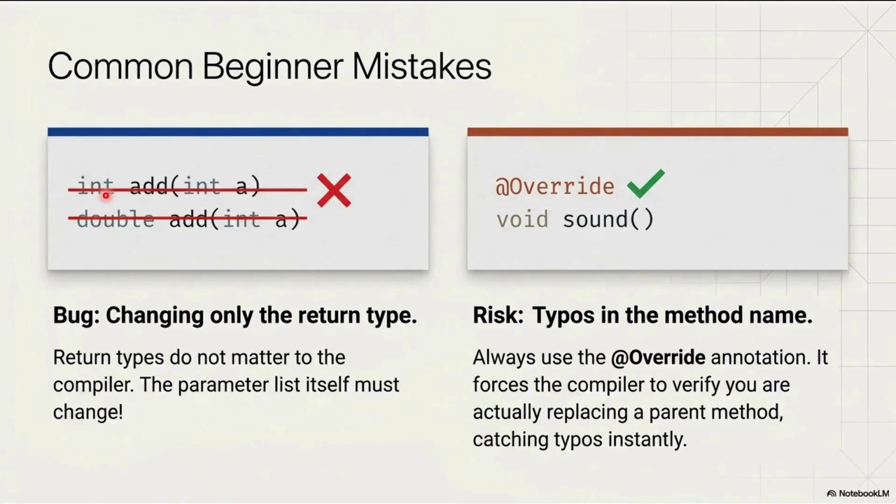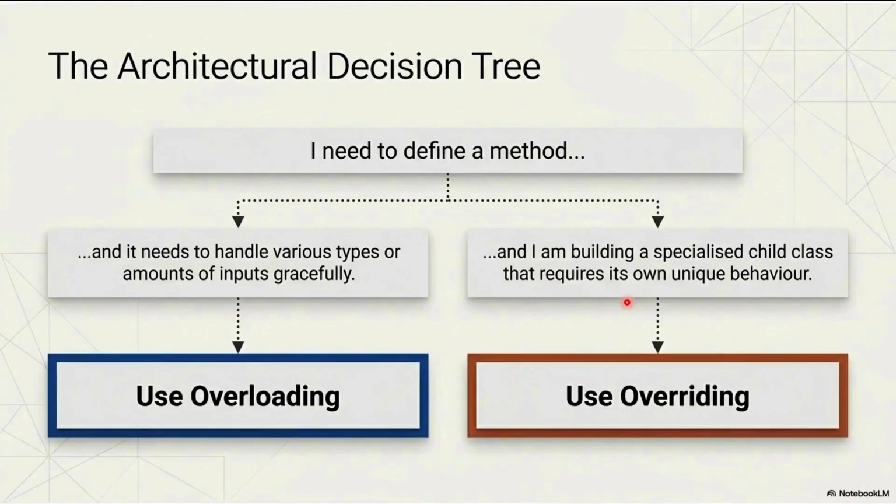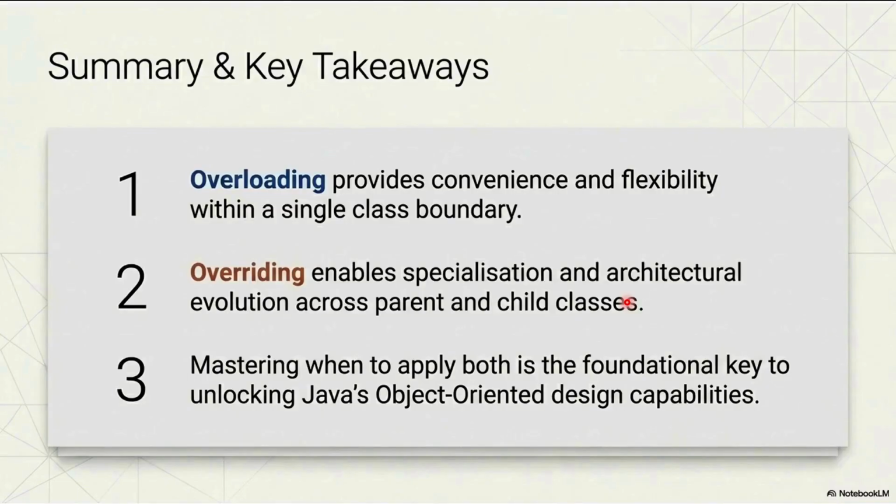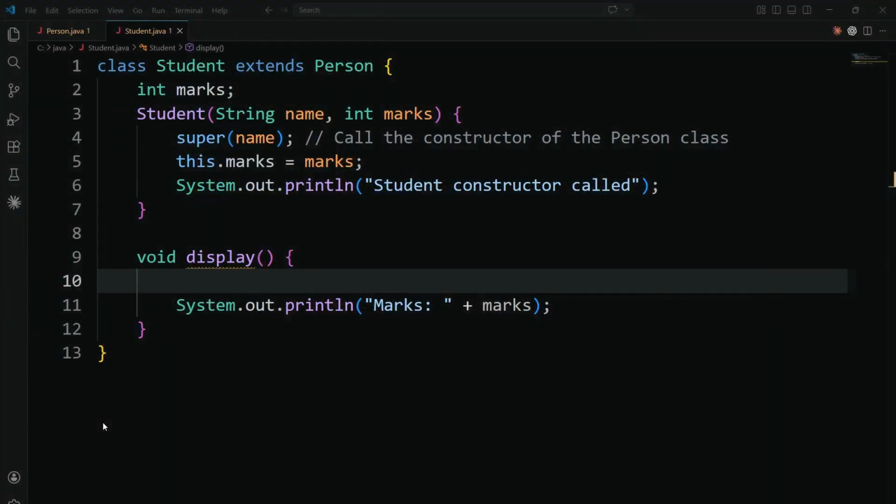But this is not going to work. As I told in the previous video, the return type is completely ignored by the compiler, and so this will give an error. Now, the second is the override annotation. Now this I haven't told you, so what I'm going to do is we are going to switch to VS Code, and then I'm going to explain to you what is the @Override annotation.